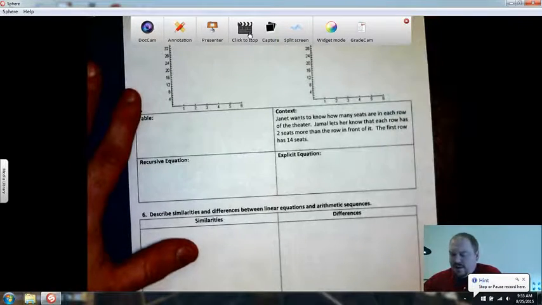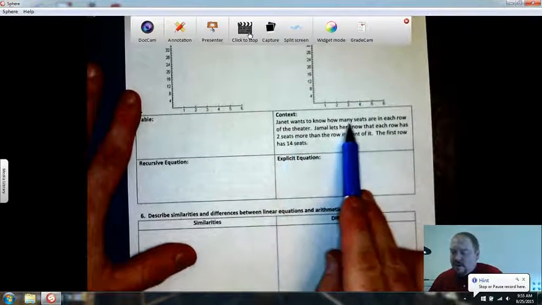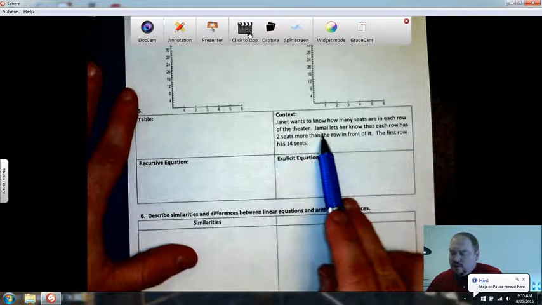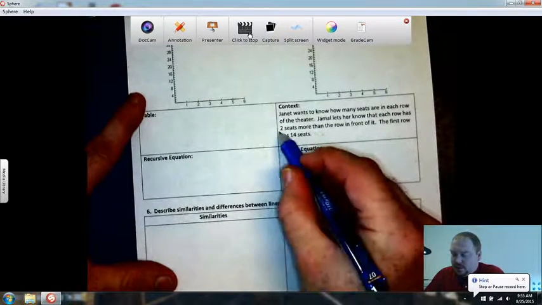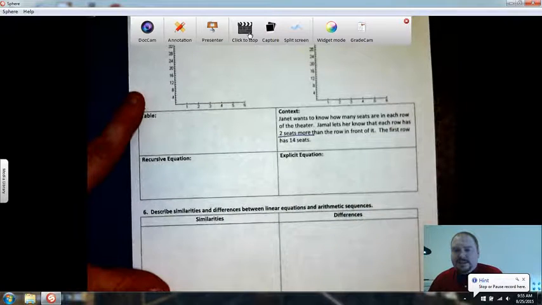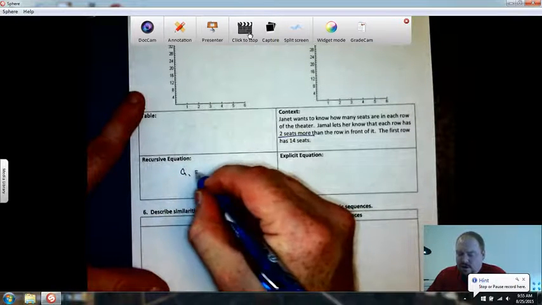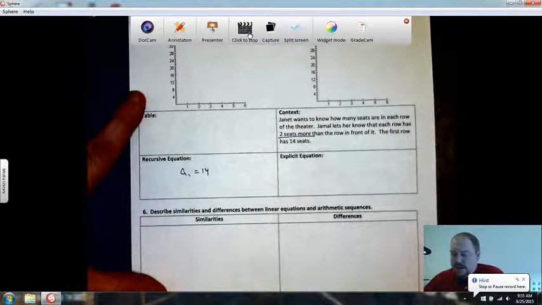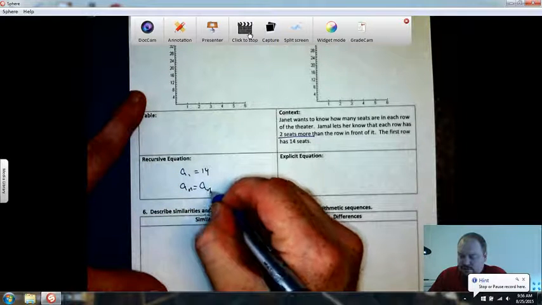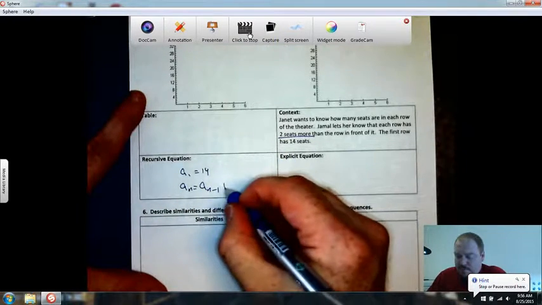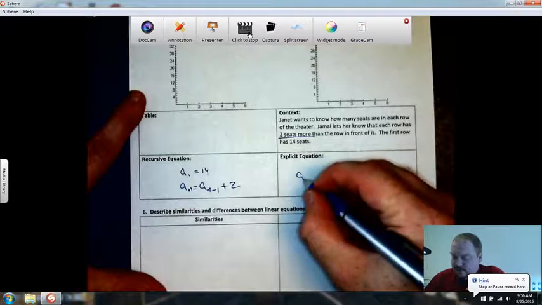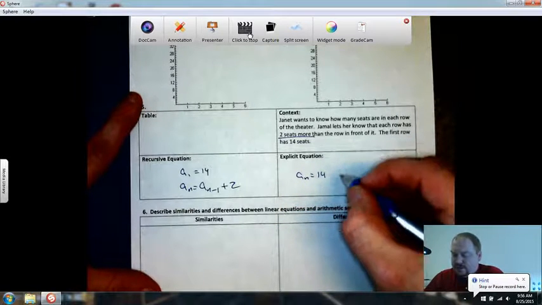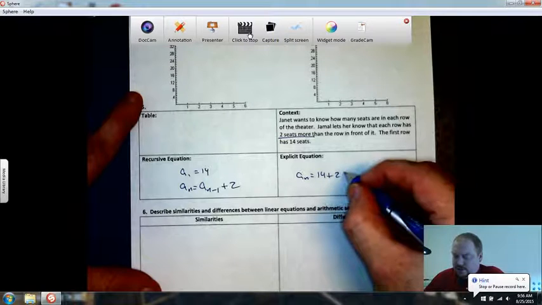Now, number 5. Here it is in words. Jada wants to know how many seats are in each row of the theater. Jamal lets her know that each row has 2 seats more than the row in front of it. Okay? 2 seats more. The first row has 14 seats. Okay, so first row, 14 seats. Each row has 2 more than that. So that means it's going up by 2. To get the explicit equation, 14, that's what I start with, plus the difference, 2, and n minus 1.